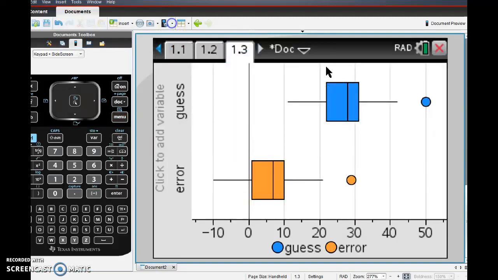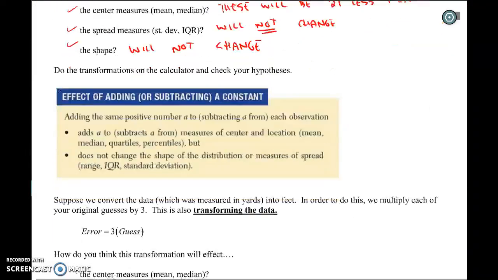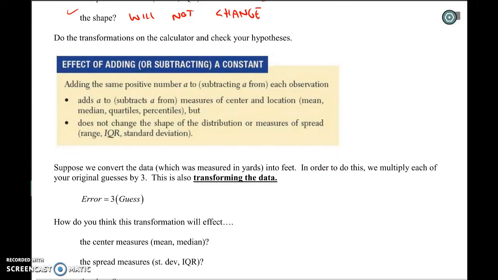If we actually ran the statistics, 28 to 7, that's 21 less. 50, 21 less. Everything is going to be 21 less. 11, negative 10. However, the IQR is going to be 10 minus 1, that's 9. So I guess that kind of supports our hypothesis.